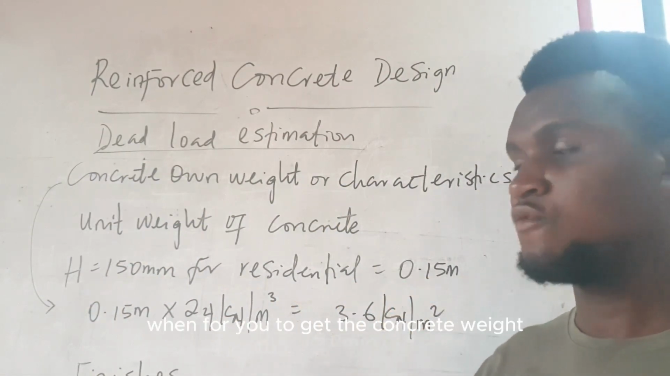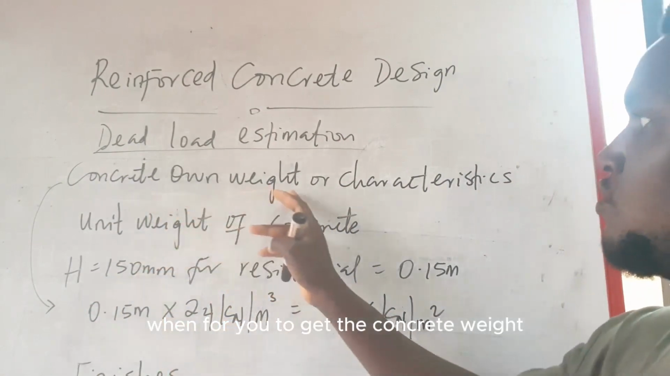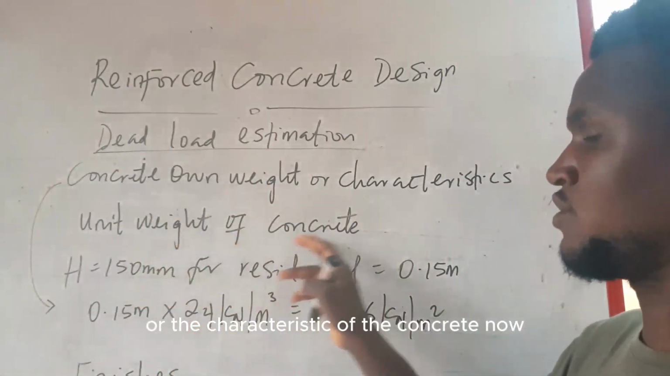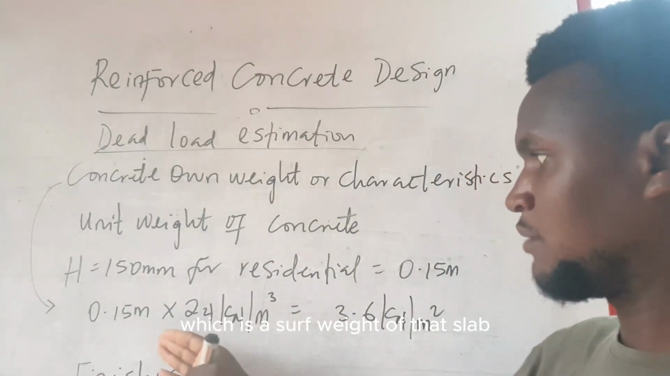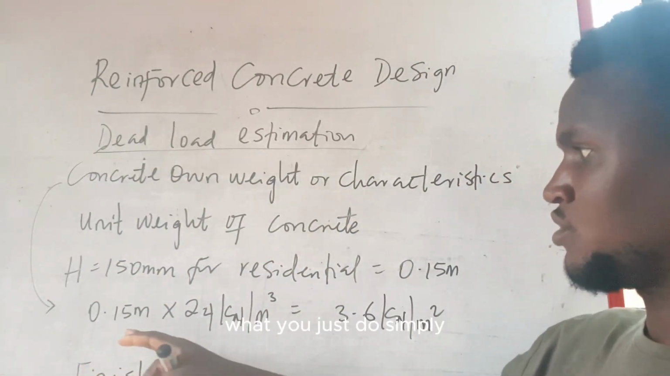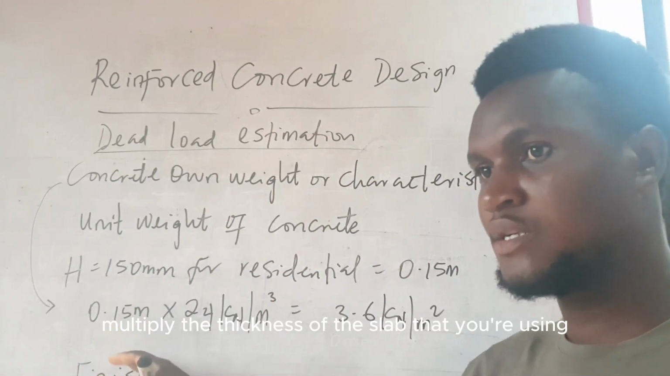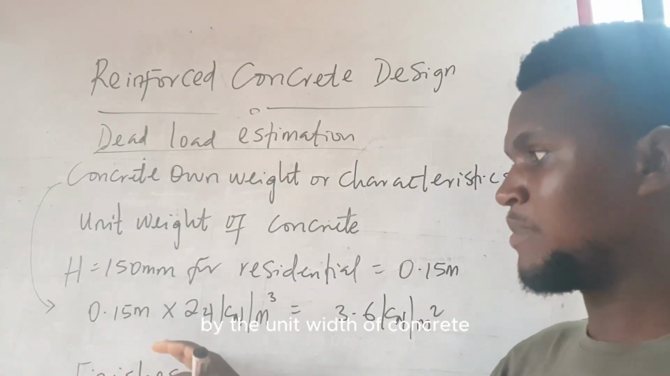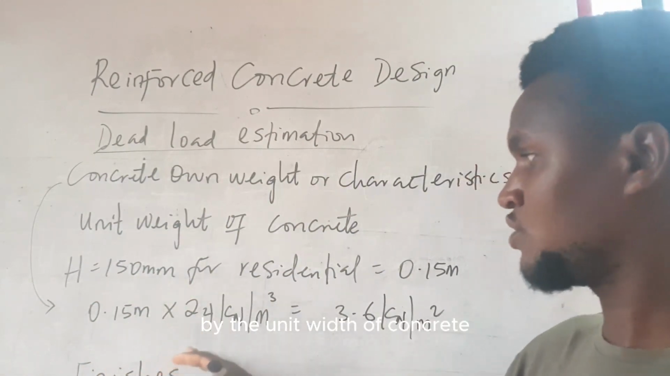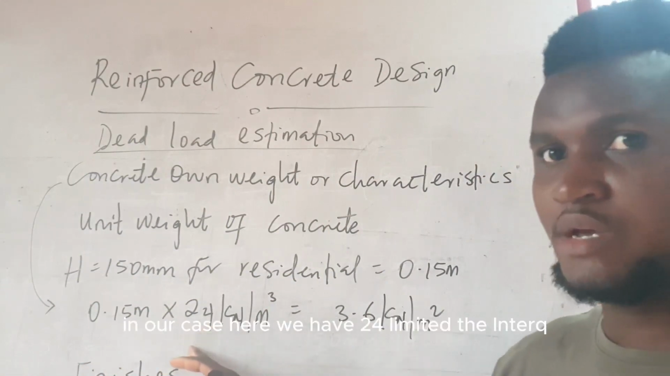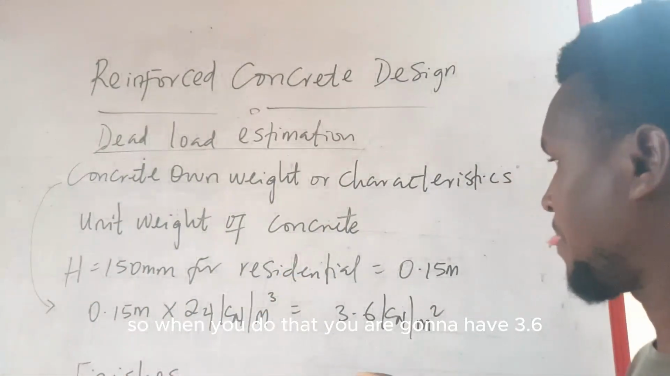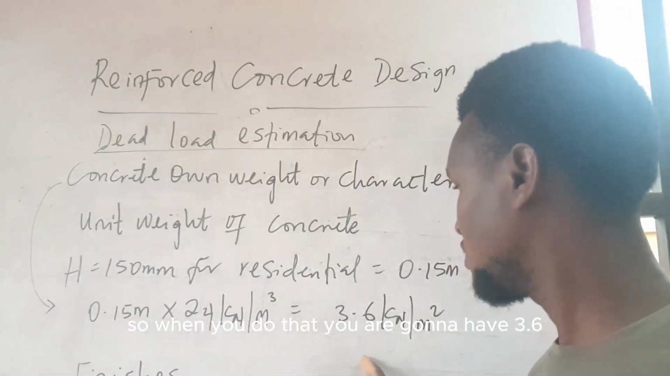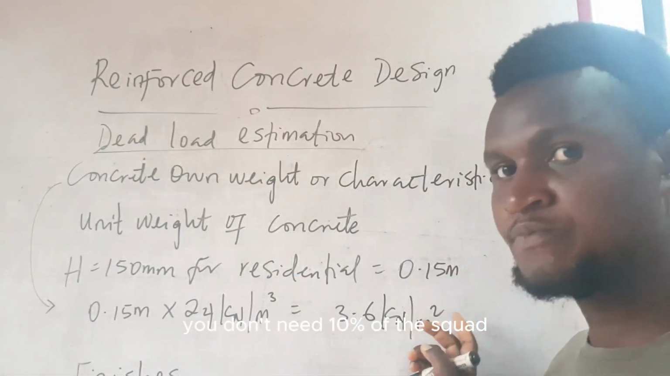Now, for you to get the concrete own weight or the characteristic unit weight of the concrete, which is the self weight of that slab, what you just do is simply multiply the thickness of the slab that you're using by the unit weight of concrete. In our case here, we have 24 kilonewton per meter cube. So when you do that, you are going to have 3.6 kilonewton per meter square.